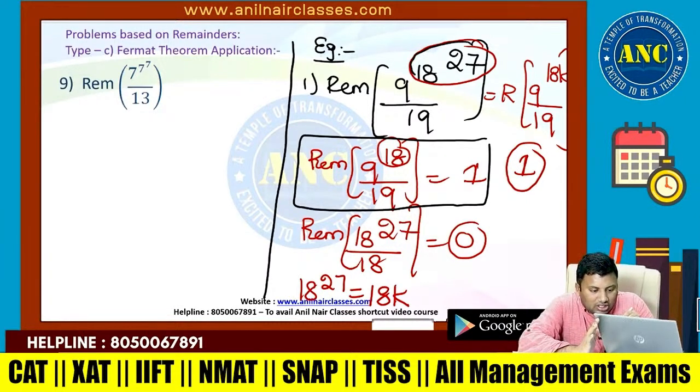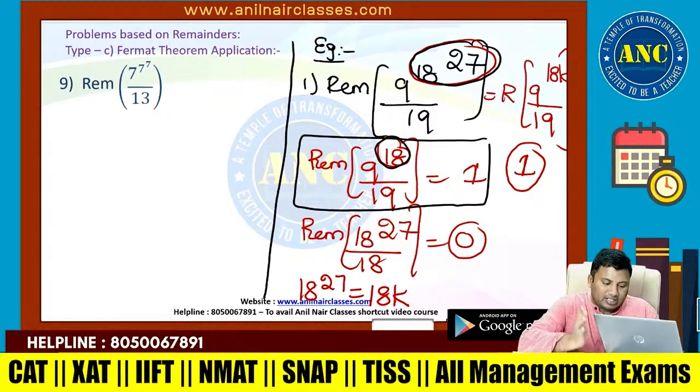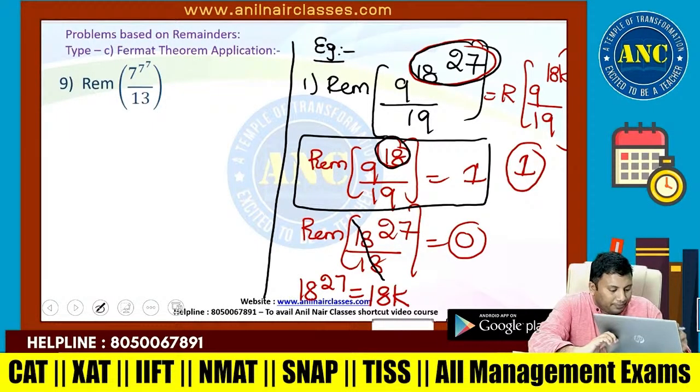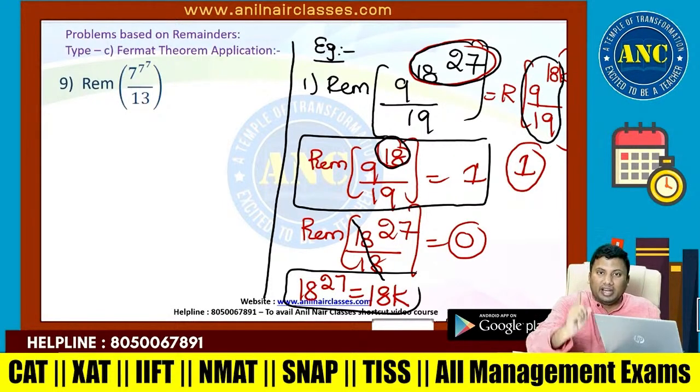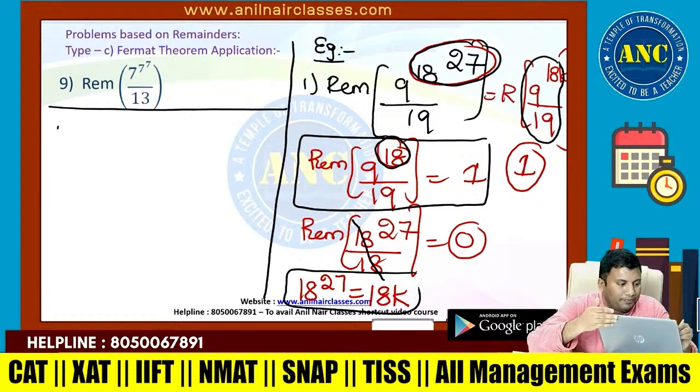Check this number with this number. 18 power 27 divided by 18: 18 ones are 18, remainder is 0. 18 power 27 is perfectly divisible by 18k, so it is nothing but 9 power 18k. 9 power 18 divided by 19, remainder is 1. 1 power any number, answer is 1. We will do one more example.